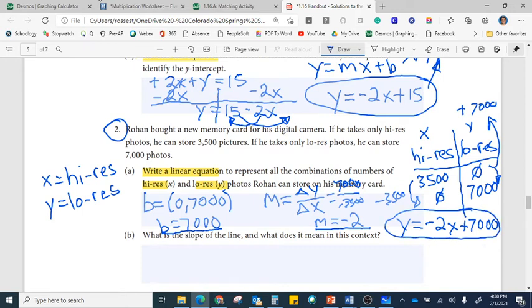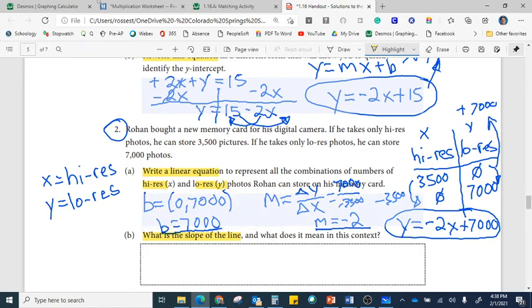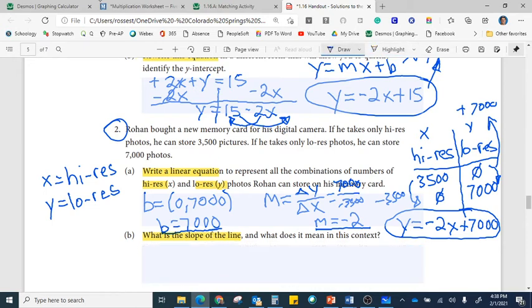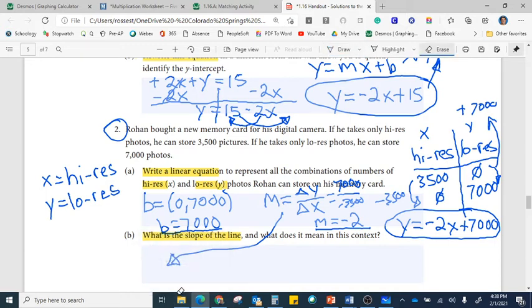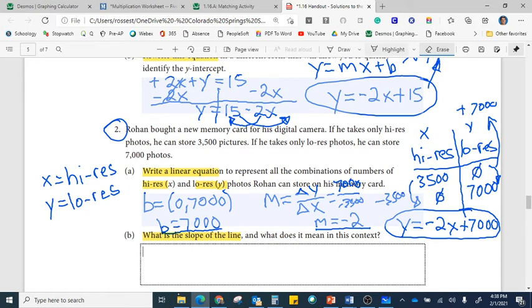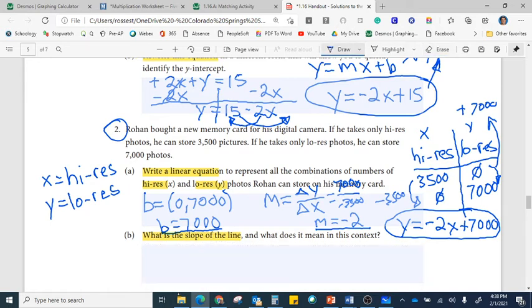Okay. Now, if we look at this next part right here, it says what's the slope of the line? Okay, the slope of the line is this. We've already done that. Slope of the line is this. Okay, or better yet, let's write it like this. Slope of the line is this. Okay. And what does it mean? So what does the slope mean?